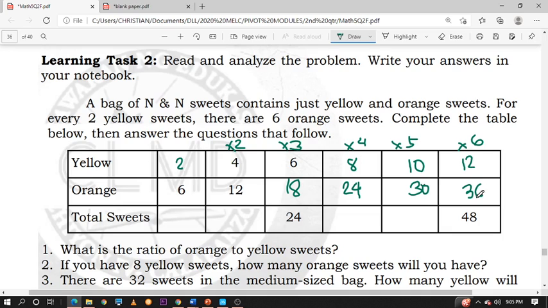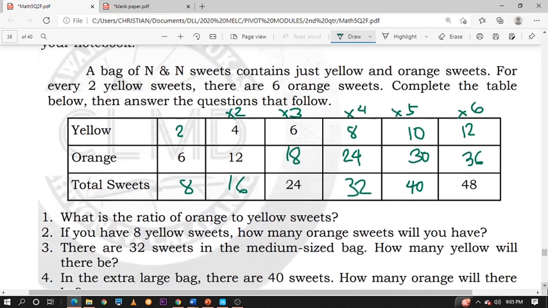And dito sa baba, total sweets. So, ipagpa-plus lang natin. 2 plus 6 is 8. 4 plus 12 is 16. 8 plus 24 is 32. 10 plus 30 is 40. So, kung mapapansin nyo, parang nag-skip counting lang tayo. For example, sa yellow, 2, 4, 6, 8, 10, 12. Sa orange, 6, 12, 18, 24, 30, 36. Sa total sweets, 8, 16, 24, 32, 40, 48. So, parang nag-skip counting lang.